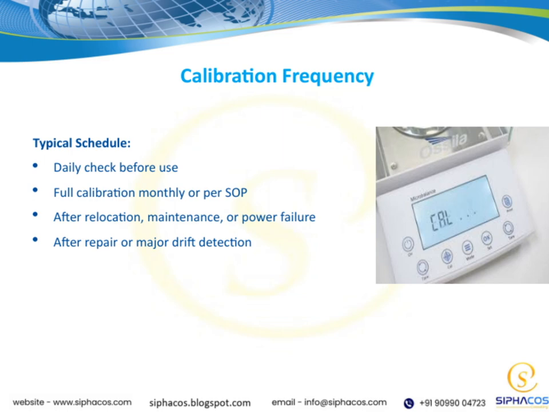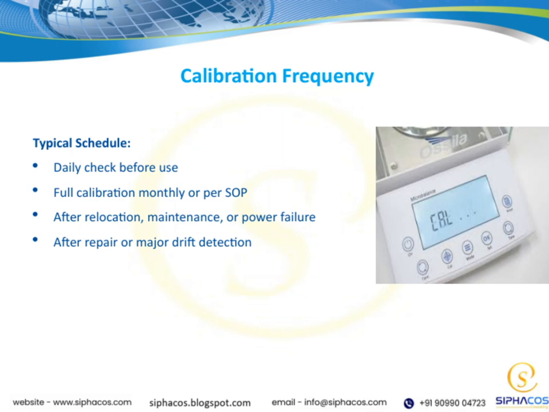There are also specific situations that require calibration outside of the regular schedule. For example, after relocating the equipment or following maintenance, or if there's been a power failure. These events can affect the calibration, so a check is essential to confirm everything is still accurate. Similarly, after repairs or if you detect any major drift in measurements, recalibration is necessary. This helps us verify that the equipment is functioning correctly and providing trustworthy results. Overall, the calibration frequency is designed to balance operational efficiency with the need for accuracy, ensuring the integrity of our measurements at all times.